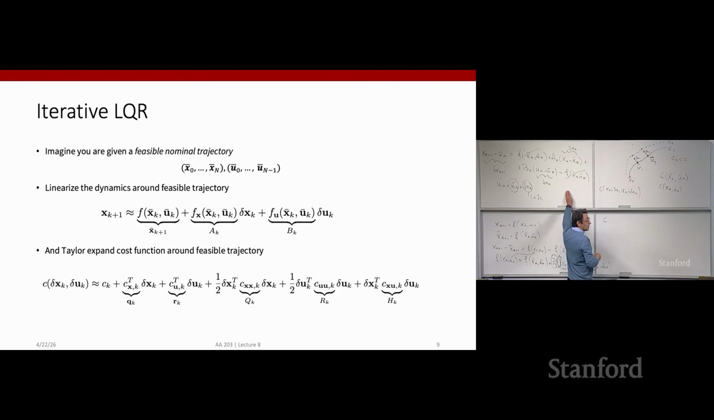So the dynamics, we already had them in terms of deviation variables through the linearization of the dynamics F. Now, what I want to do is also to find an approximation for the cost in a way that can be used in an LQR-like setting. Specifically, the cost C of xk, uk is equal to C of xk plus delta xk, uk plus delta uk, with bars.